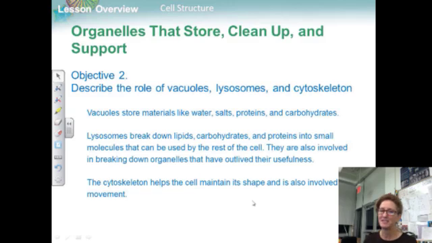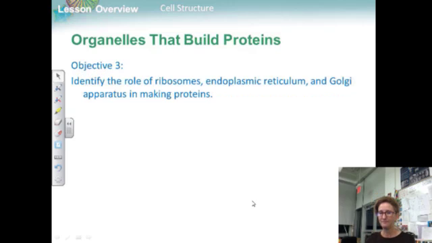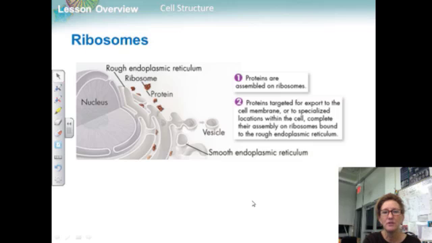Objective 3, identify the role of ribosomes, endoplasmic reticulum, and the Golgi apparatus in making proteins. So let's move in. Cells need to build new molecules all the time, especially those wonderful proteins. And as you know, enzymes are made up of proteins, so proteins catalyze chemical reactions and make up important structures in the cell. And because proteins carry out so many of these essential functions of living things, a big part of the cell is devoted to their production and distribution.